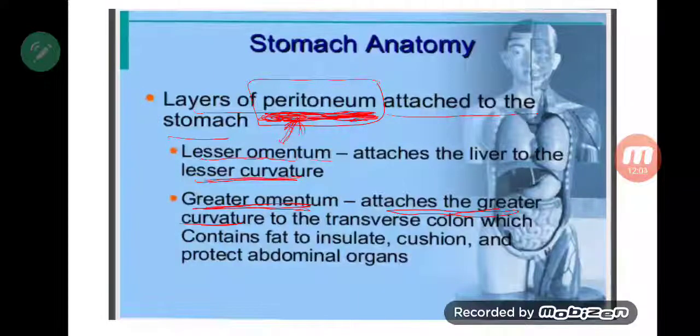So we have the stomach, which has a lesser curvature and a greater curvature. Here is the stomach, and this is the lesser curvature. It is covered by the lesser omentum here, and here is the greater curvature. It is protected by the greater omentum here.